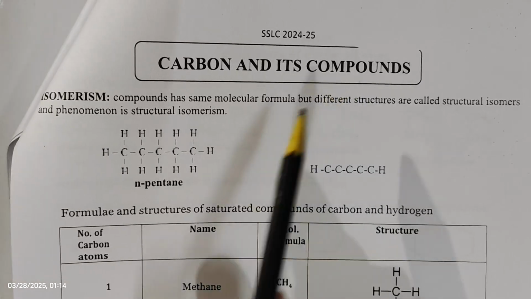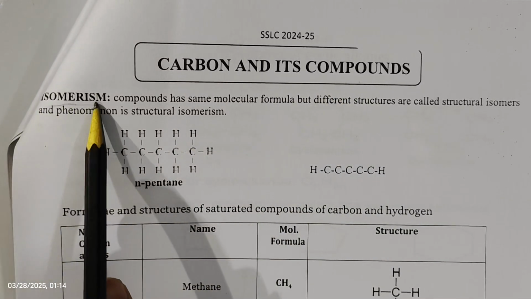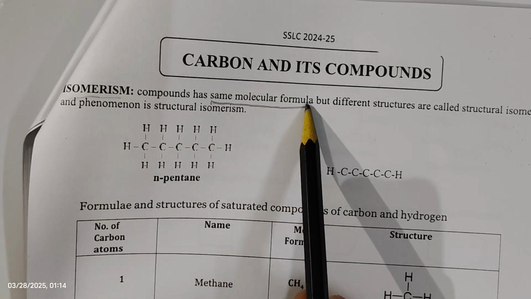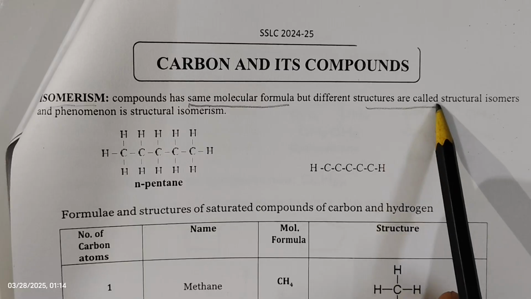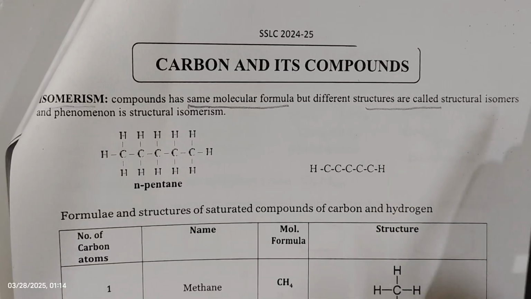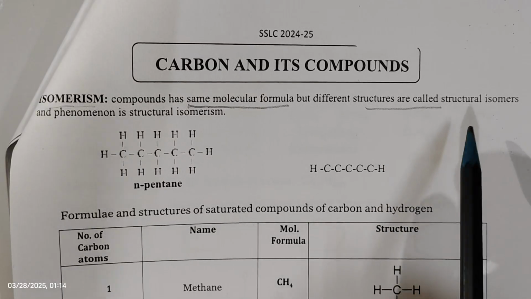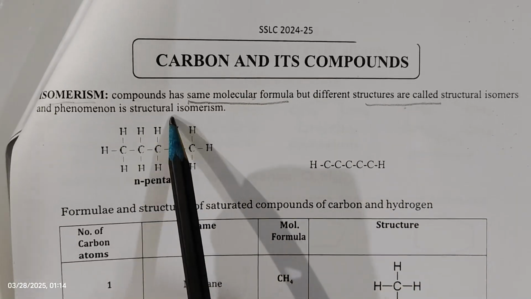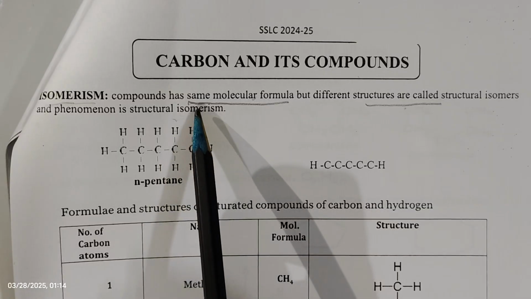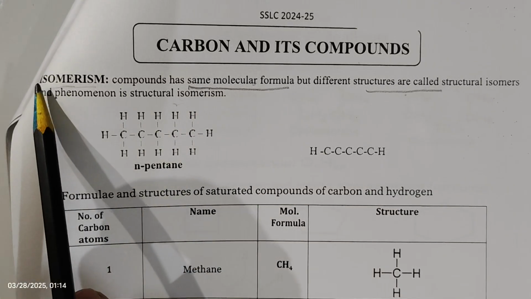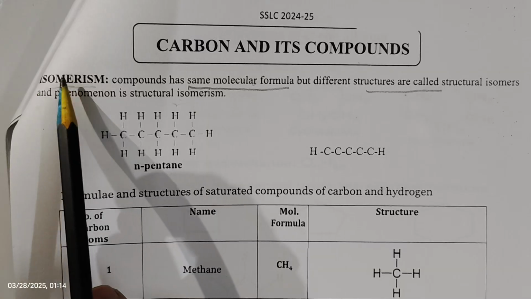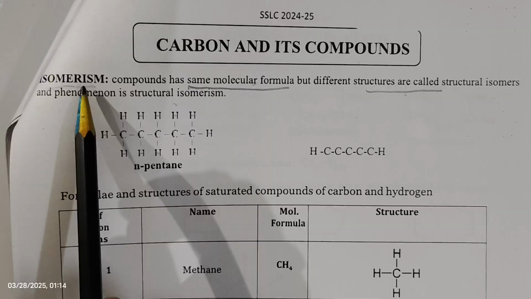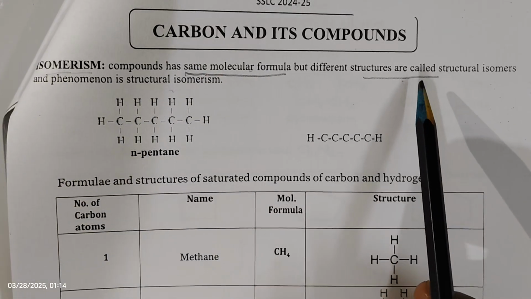In this chapter, concentrate on topics like isomerism. Isomerism means the compounds having the same molecular formula but differing in their structures or structural formula. That phenomenon is called isomerism. Iso represents same. Isomeric means same molecular formula with different structures.